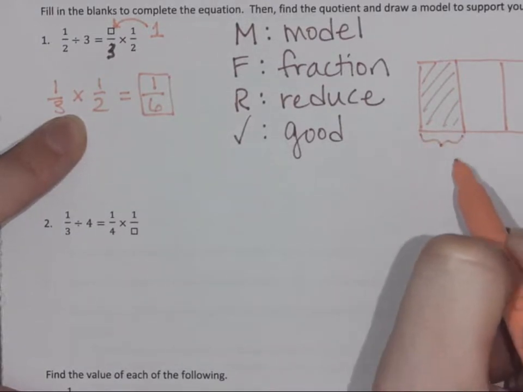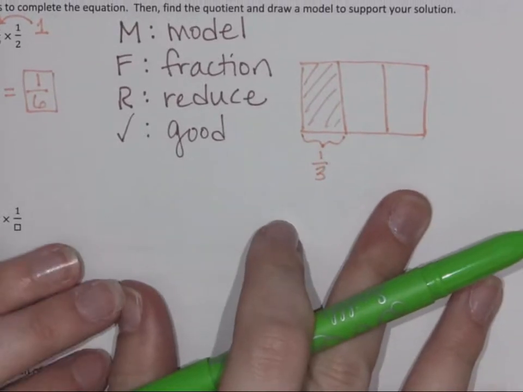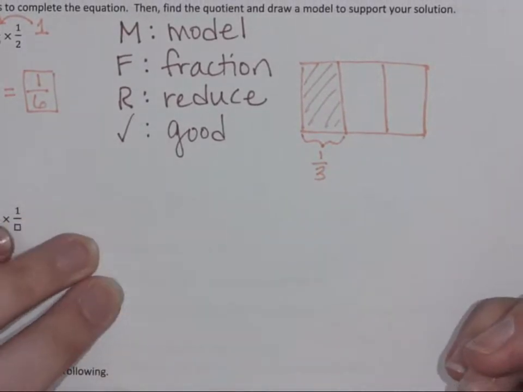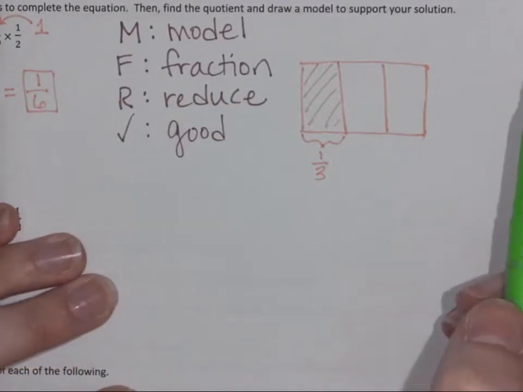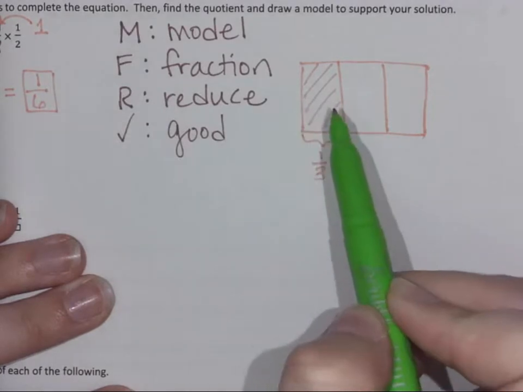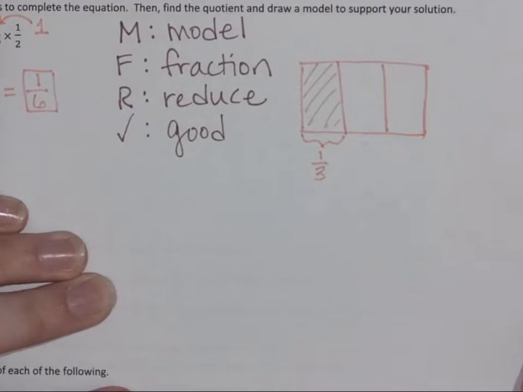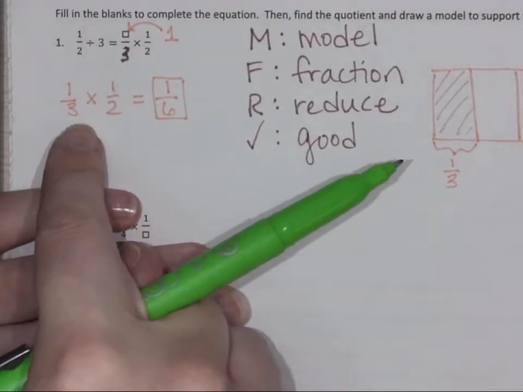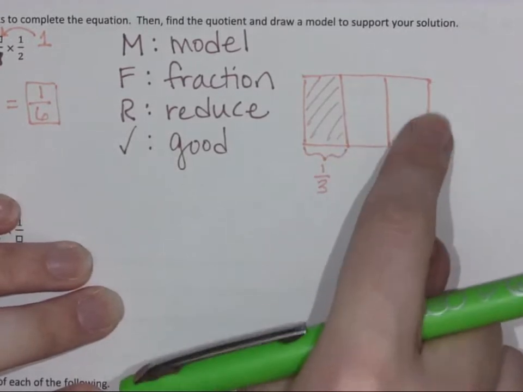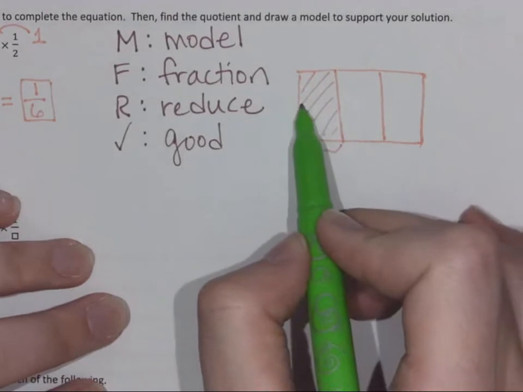And I need to label it. Okay? What else do I need to do to my model to show 1/3 times 1/2? Kai? Divide it into 4? Why? I've got thirds and halves. So I've modeled thirds. Now I need to model half of that, right?